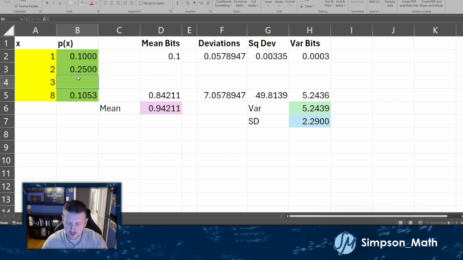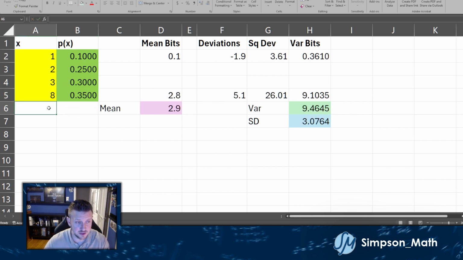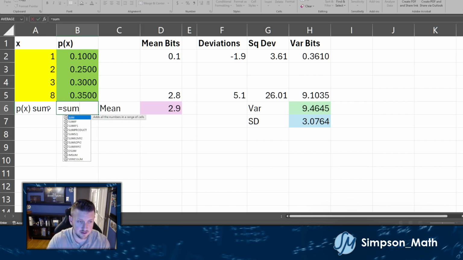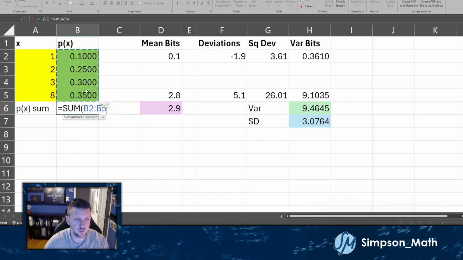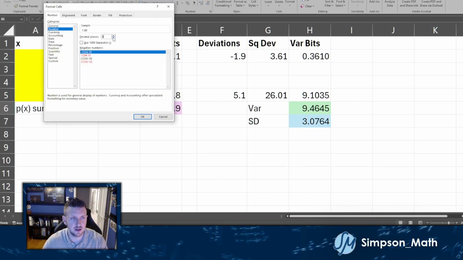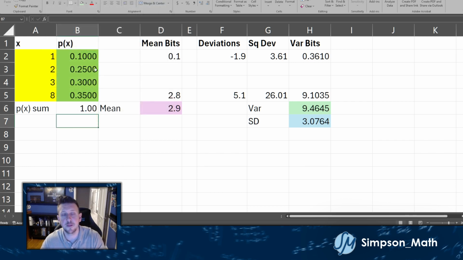All right, let's do 0.25. Let's do 0.3. And what would be left over? I'm doing math on the spot. So that's 0.4, 0.65, and 0.35. Let's do a quick sum of p of x, just to double check that the sum of this is 1. Yeah, that's nice. Let me make this just be 2 decimal places. It's not too aggressive. Okay.